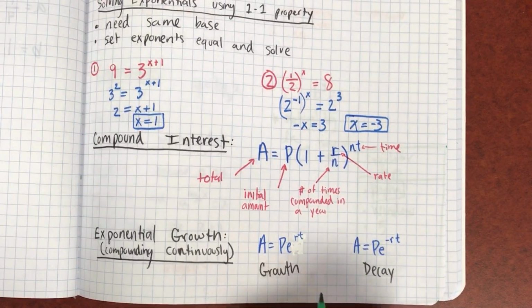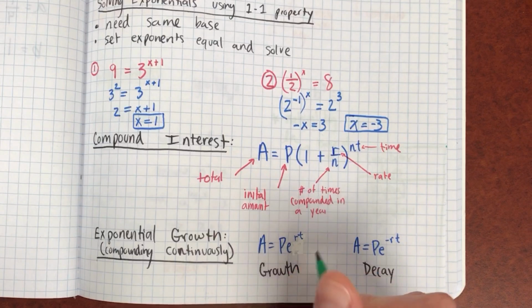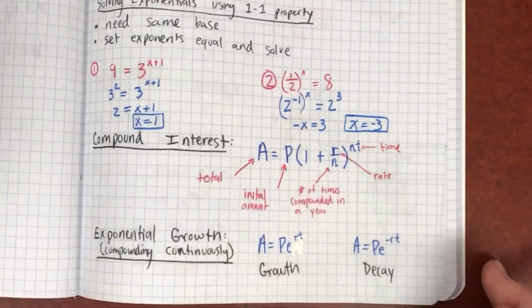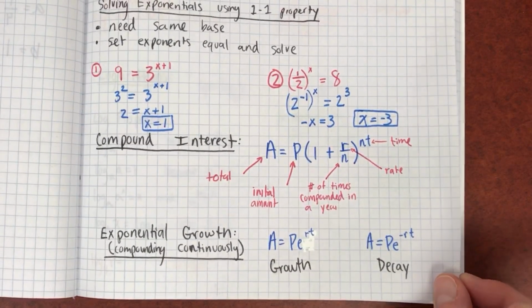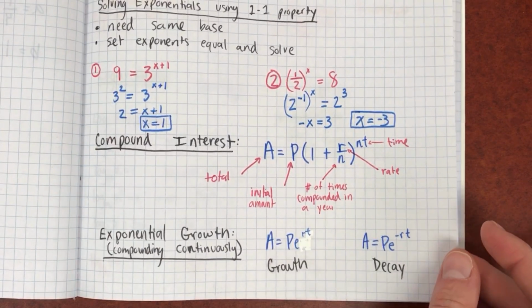And so we'd have all of our numbers stay the same though. A is our total, P is our initial amount, R is our rate, and T is time. Okay, so we've got basically the same formula for growth and decay, but with decay, our rate is negative. We could also say that these formulas are for when we are compounding continuously.